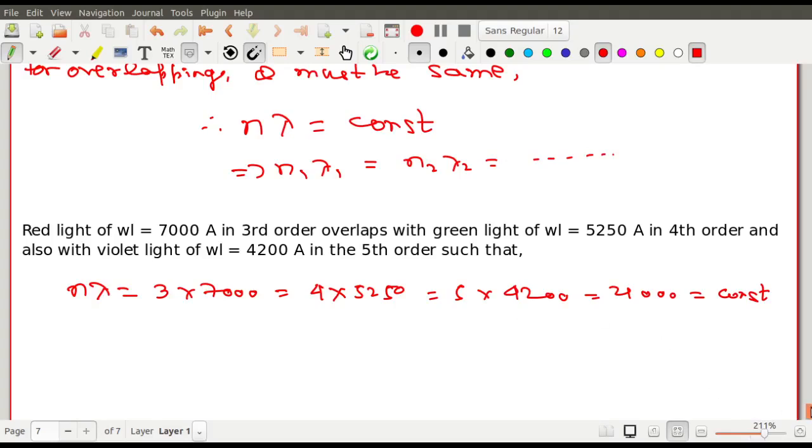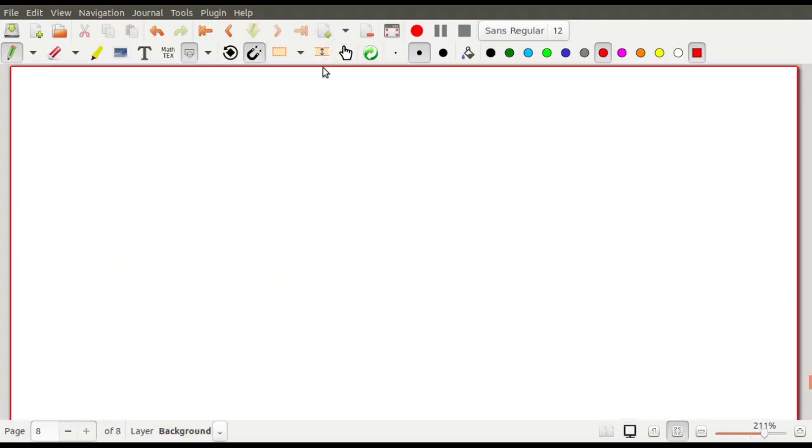Fantastic, you have understood. The next topic is the angular dispersive power of grating. Angular dispersive power means actually to separate out the lights of different wavelengths. Separating light of different wavelengths is what we call dispersion, the angular dispersive power of grating.